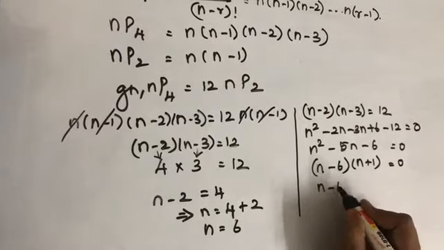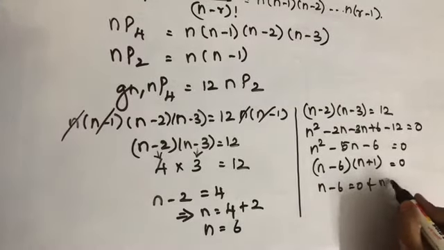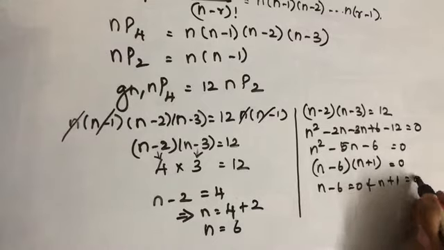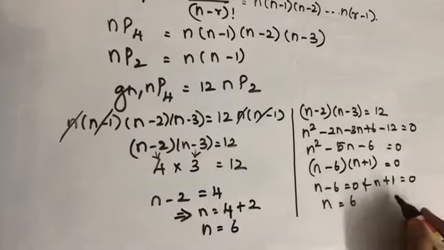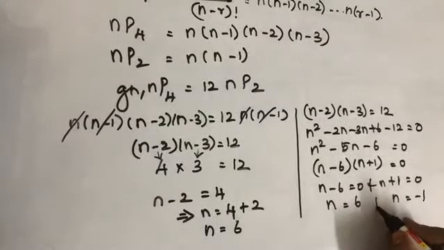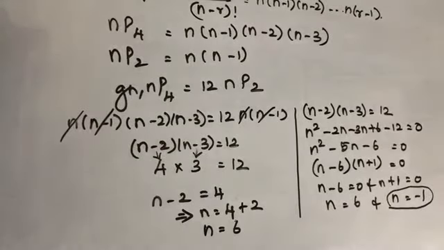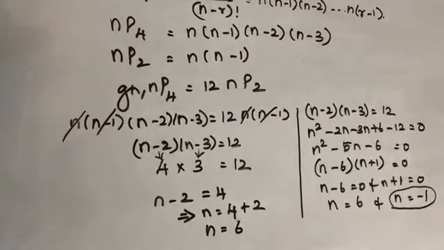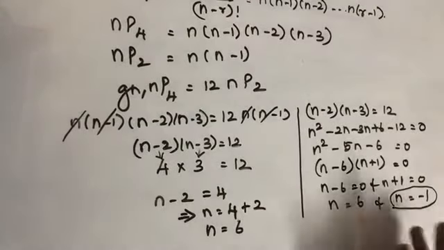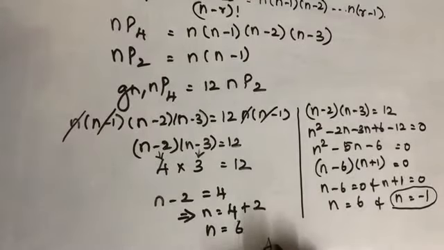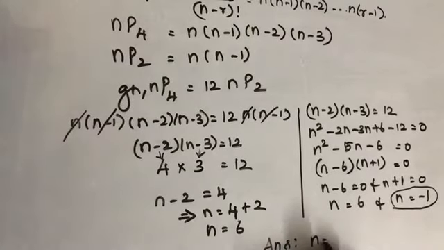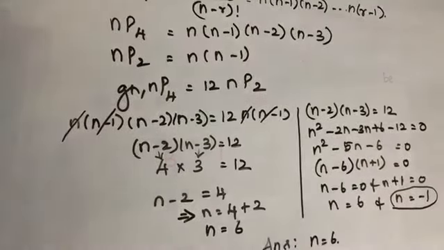So n minus 6 is equal to 0 and n plus 1 is equal to 0. So n is equal to 6, n is equal to minus 1 here. But it is not possible because n is the number of arrangements and it should be positive in permutation. Okay. So n is equal to 6. So the answer is n is equal to 6. Either one method you can write.